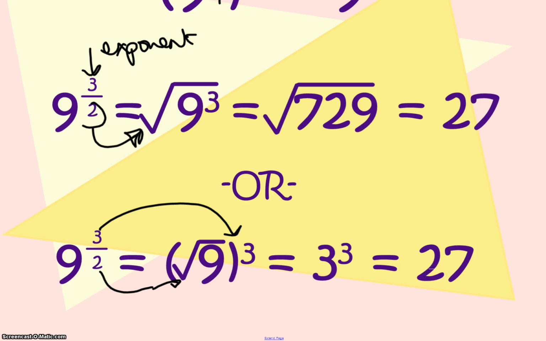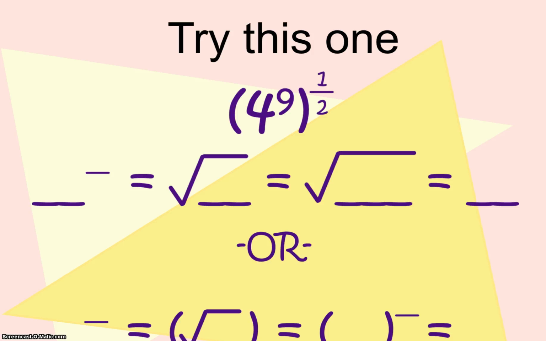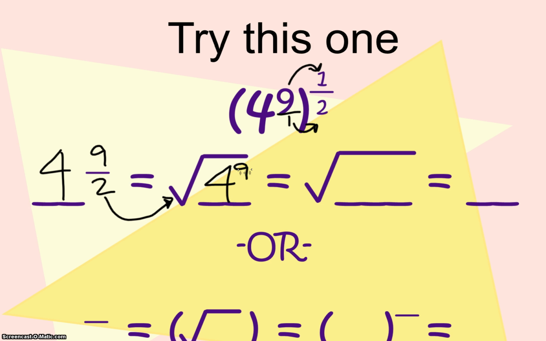So let's try one together. Try 4/9 raised to the 1/2. So you start with the 4, make that a fraction. So 9 times 1 is 9, 1 times 2 is 2. Okay, so to continue, this 2 became your square root. This 4 is still your base, raised to the 9th, because that is your exponent.